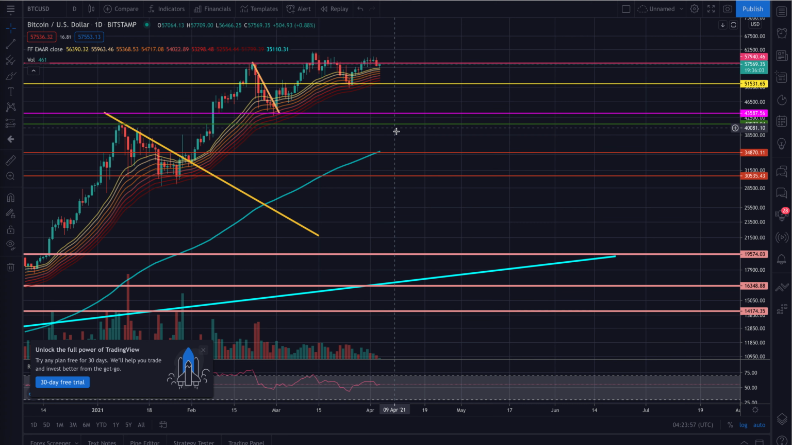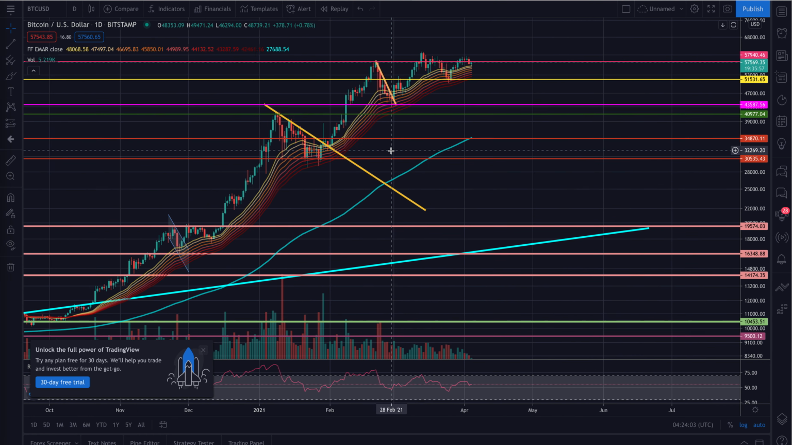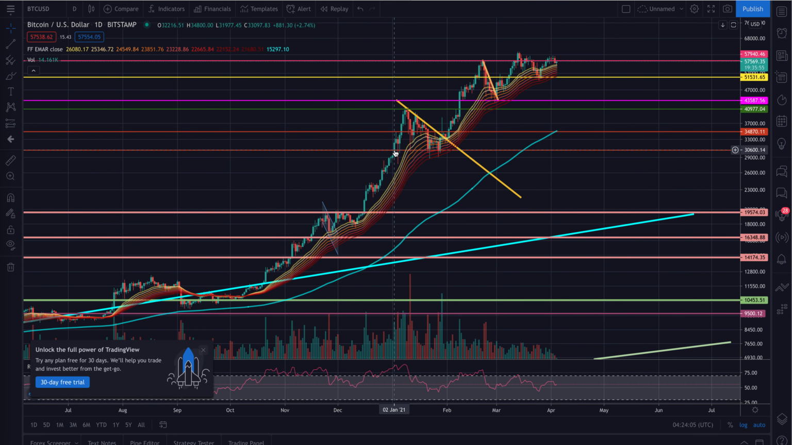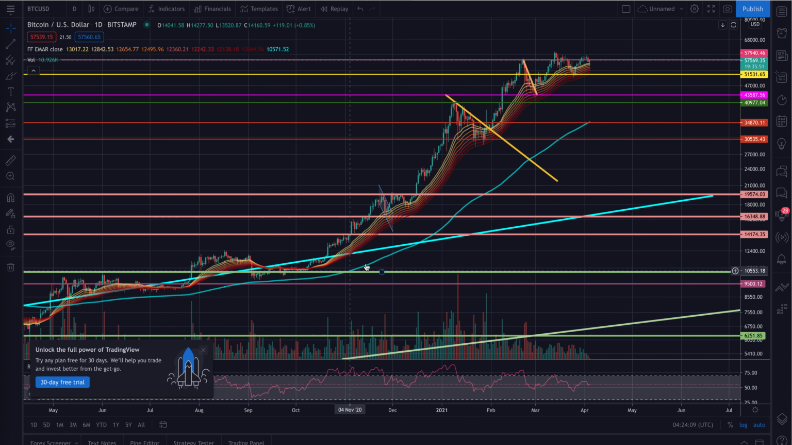It could break below and come all the way to test the $35,000 range and the moving average. And the moving average is essentially, again, what will give it another bounce. Because the moving average right now is in an uptrend, we could see Bitcoin coming back to test.